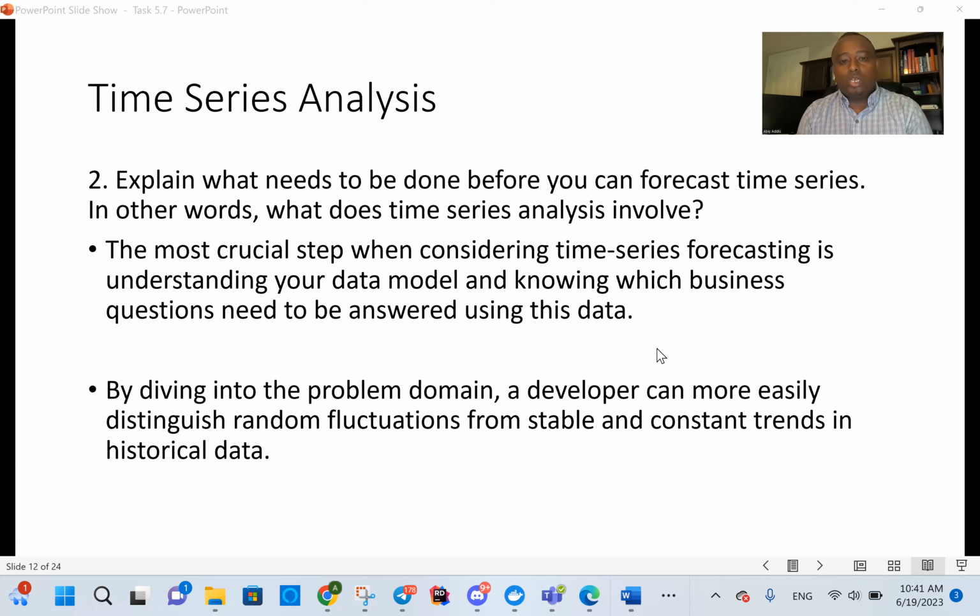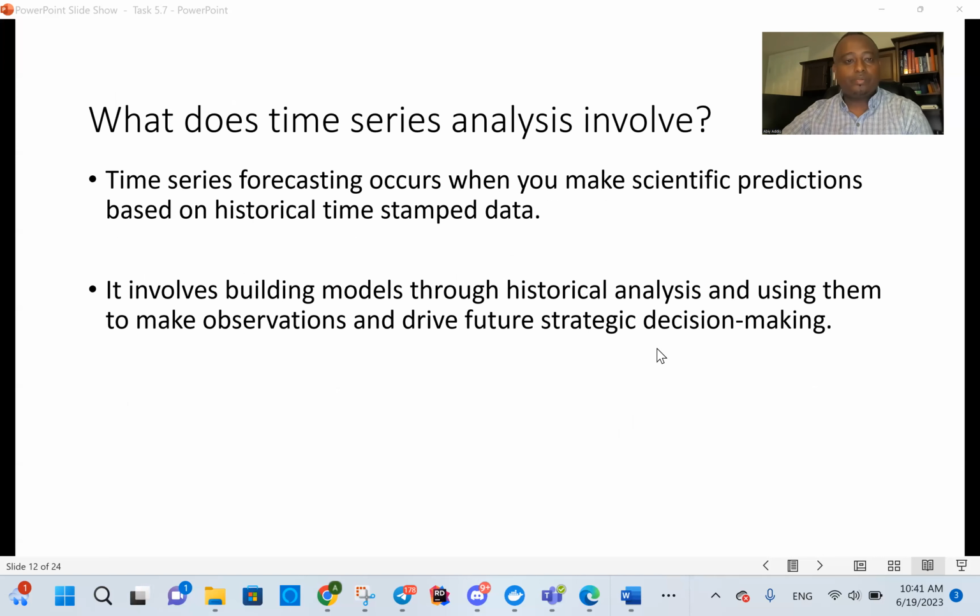Here, the most crucial step when we're considering time series forecasting is understanding your data model and knowing which business questions need to be answered using the data that we are working with. By delving into the problem domain, a developer can more easily distinguish random fluctuations from stable and constant trends in historical data. This will be a key contribution of the data analyst as well.